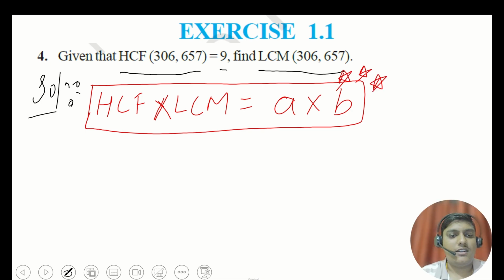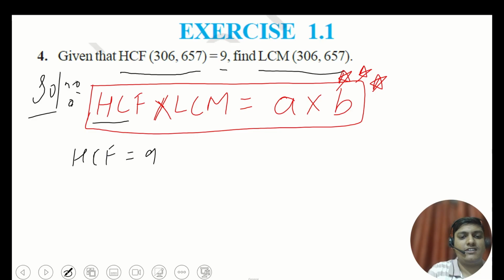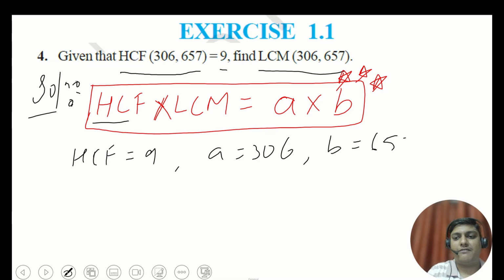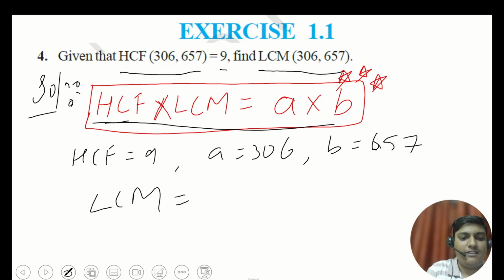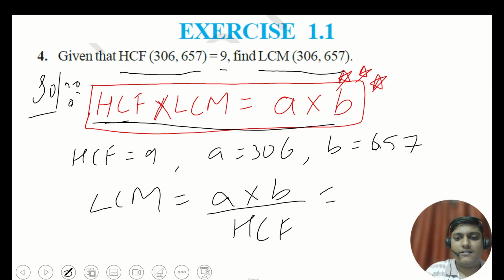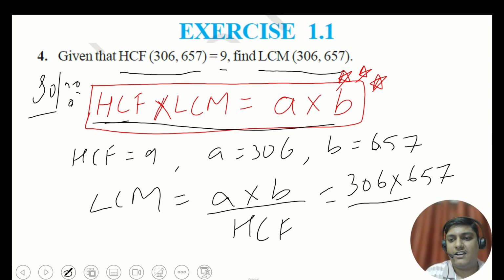Okay, let's solve this question. So what is this? HCF is given in the question, correct? HCF of A and B is 9. So what are the numbers? A is 306, correct? What is B? B is 657. Yes, these are the given things in the question. So I have to find LCM. It is very simple. See, if I substitute, LCM is equal to A into B divided by HCF, correct? So basically it is 306 into 657 divided by 9. So that would be your LCM answer.